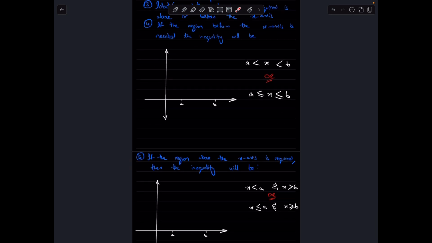So the fourth step says if the region below the x-axis is required, the inequality would look something like this, as I just explained. So in this case, we need to identify the region. So the first step would be to draw the parabola, and we'll do so. And then notice that the region below the x-axis is required. That is, the inequality states that x lies between a and b. So we'll shade this region.